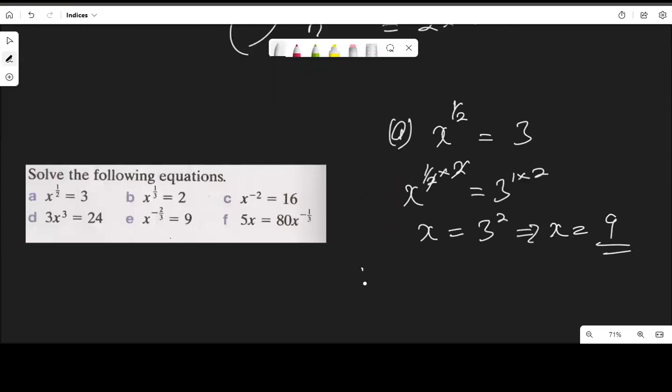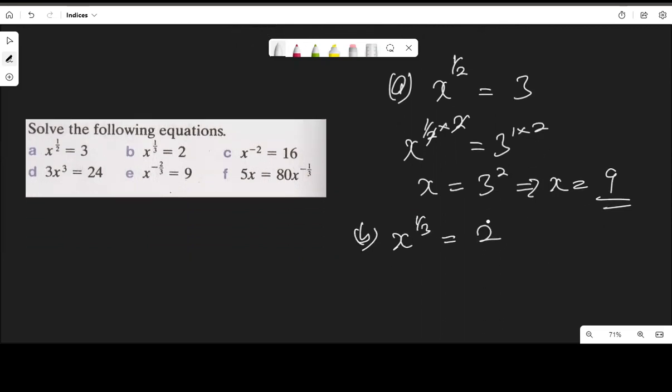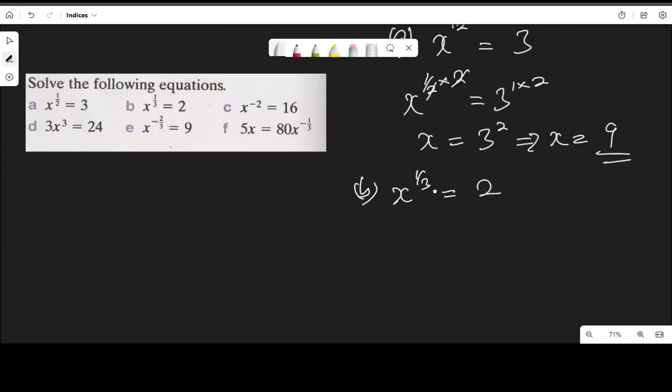And the b part, s to the power of 1 over 3 equal to 2. Again, to clear this 1 over 3, I'll multiply both powers by 3, equal to 2 to the power of 1 times 3. So 3 can cancel 3, s equal to 2 to the power of 3, which is 8.